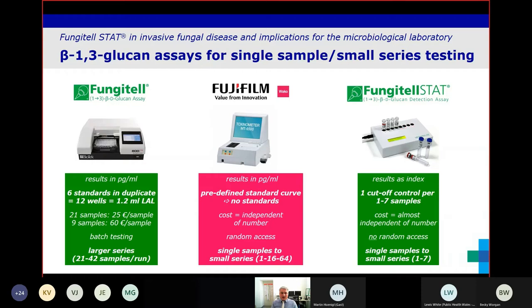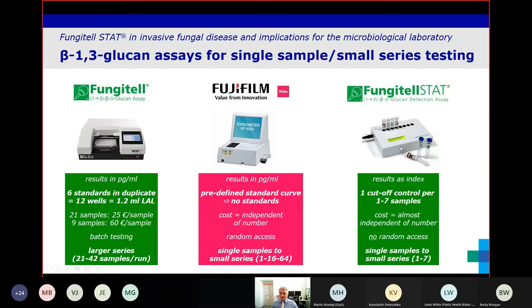Therefore, I was very happy to hear from Malcolm Finkelman that the Fungitell STAT assay is now available on the market. The Fungitell STAT assay is able to do single sample or small series testing. Its competitor, the Fujifilm Waco test, is almost similar. It comes with a predefined standard curve, so you don't have any standards to measure. So the cost of the Waco test is independent of the number of samples you measure.